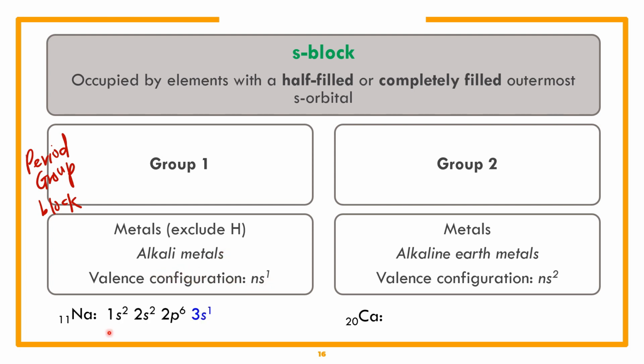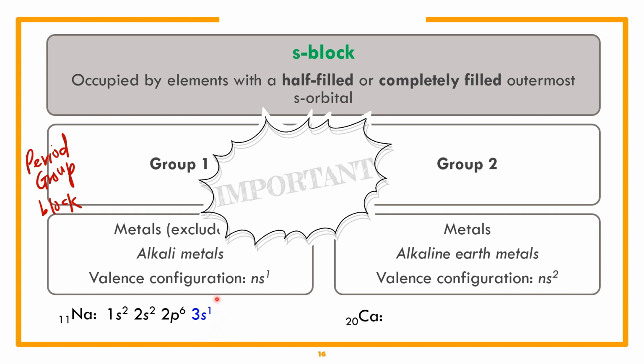For example, we have sodium. This is the electronic configuration of sodium. From this electronic configuration, how is it possible for you to find the period, group and block for sodium? The hint is, you have to look at its electronic configuration and focus at the end of the configuration, and find the highest principal quantum number.